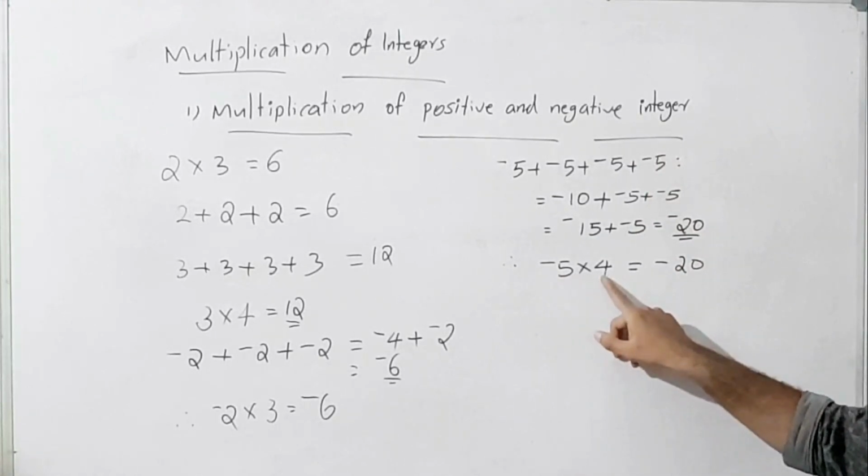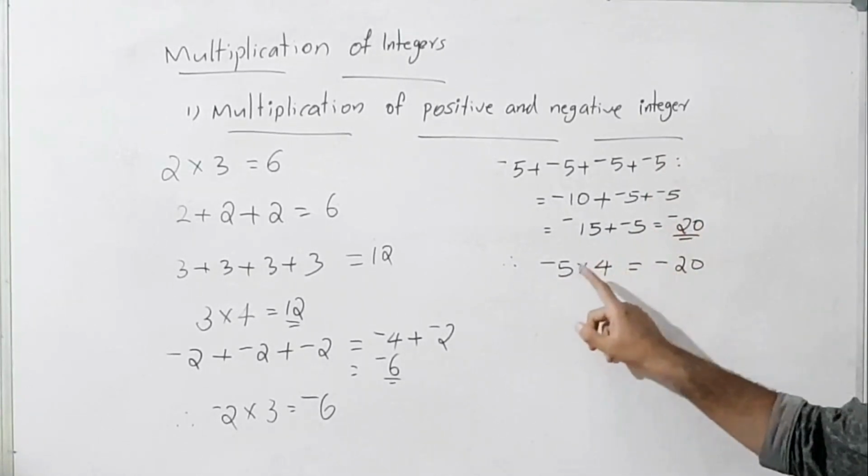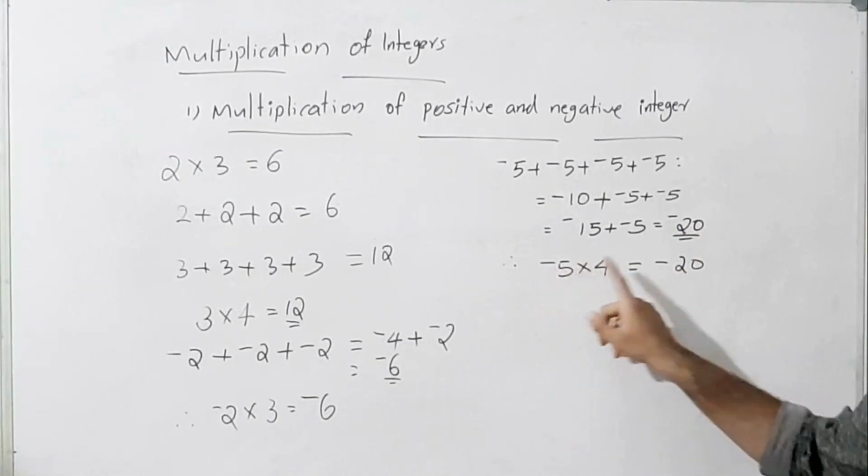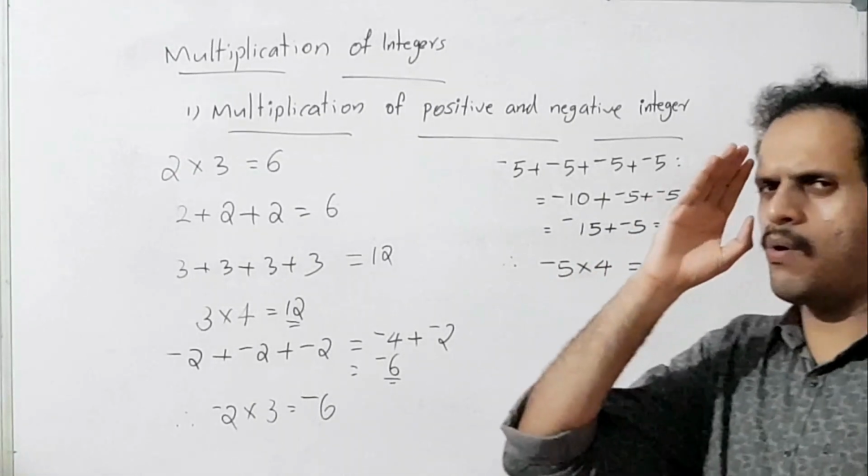Minus 5 into 4 is minus 20. How do we get it? 5 into 4 is 20, then we put the minus symbol. You want to study only this much.